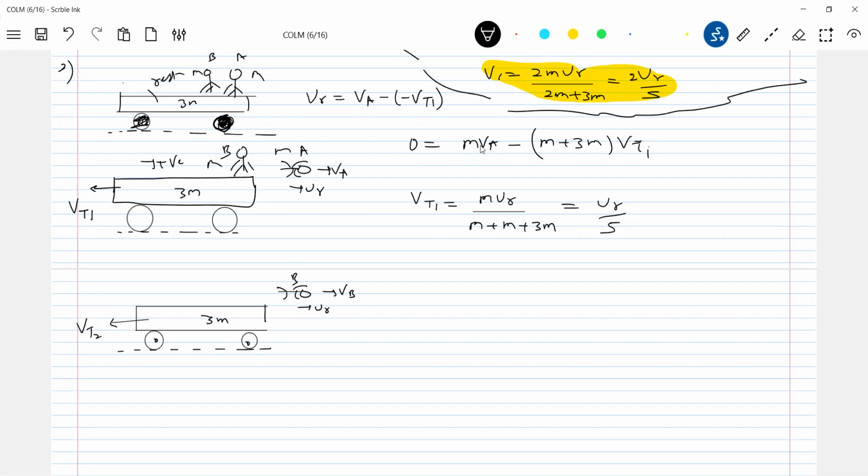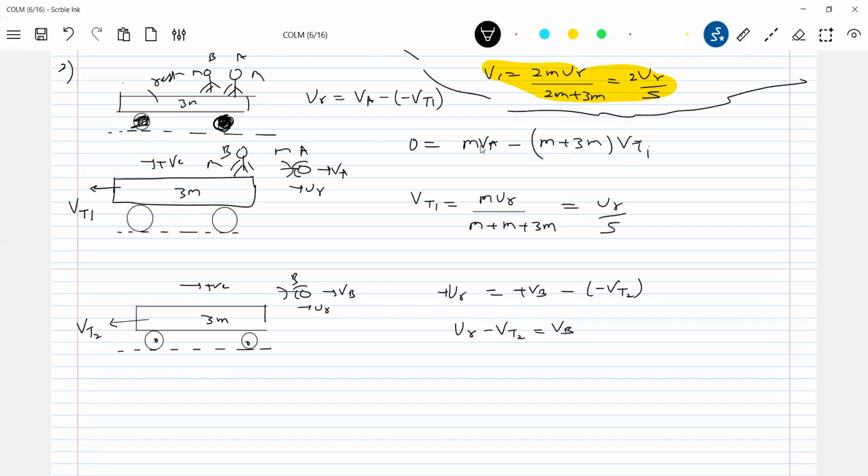After the second person makes a jump, then before, let's go for the mathematics. UR plus UR equal to plus VB minus of minus V2. So UR minus VT2 equal to VB. That's the speed of the first person.